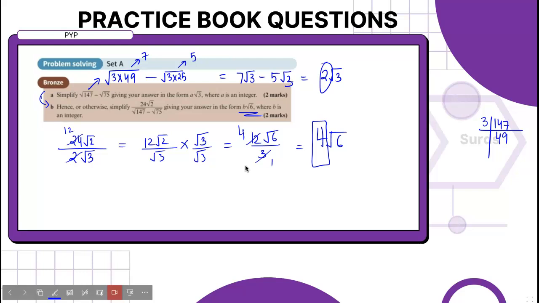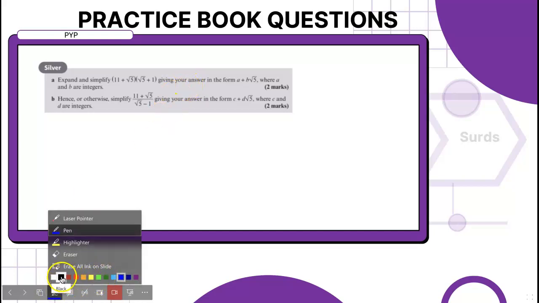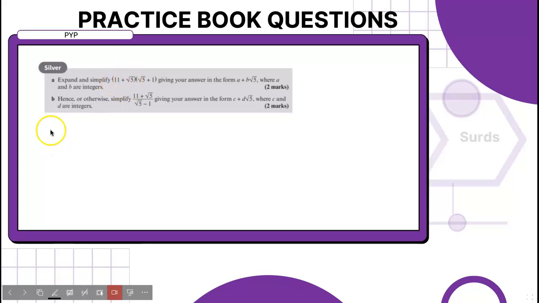Correct? Yeah. Now let's move to the next question. Expand and simplify. Easy peasy. It's not difficult really, it's just letting you practice. We will multiply 11 into the whole bracket: 11 times root 5 plus 1, then plus root 5 times the bracket root 5 plus 1. Correct?